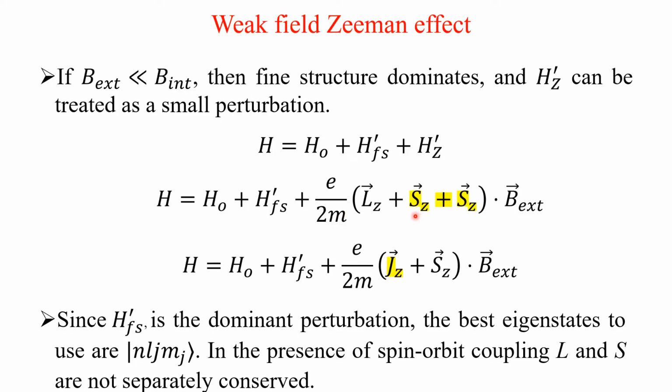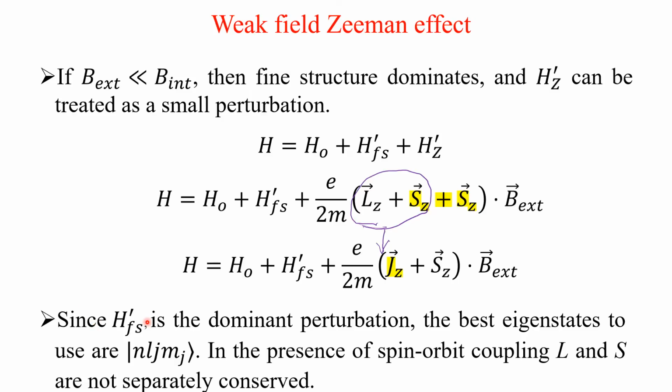What I have done here is, I have separated 2Sz as Sz plus Sz, so that L plus S z equals Jz. The first two terms, Lz plus Sz, are equal to Jz. Then Sz is there. Of course, there is an external magnetic field.